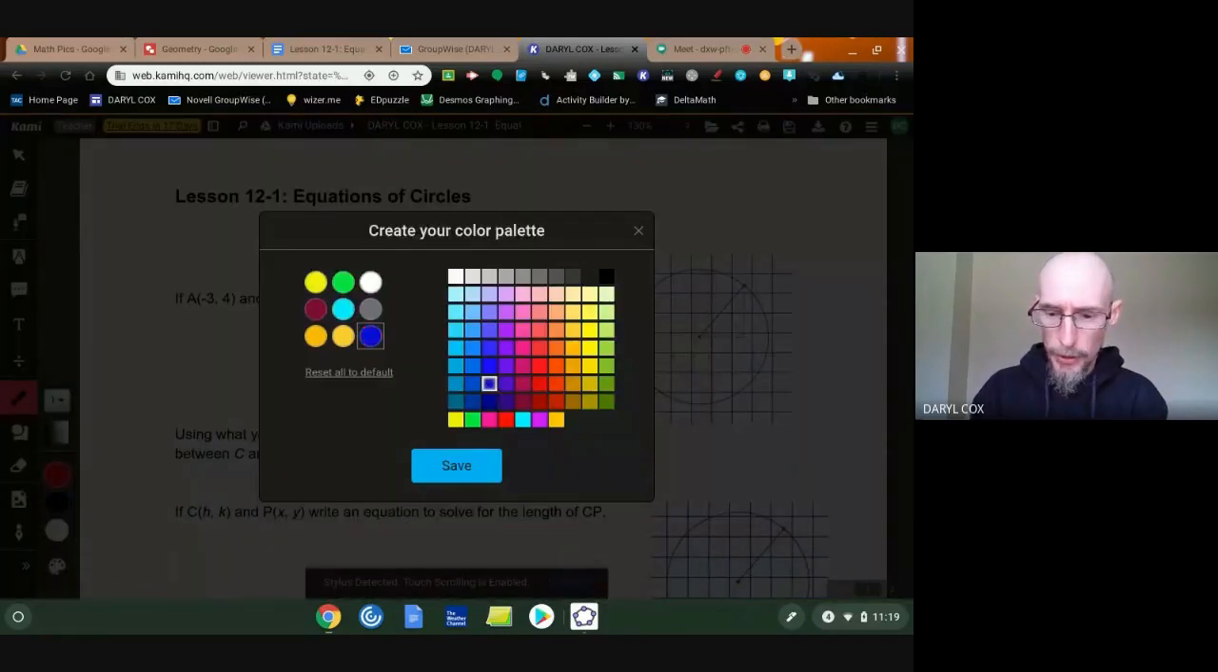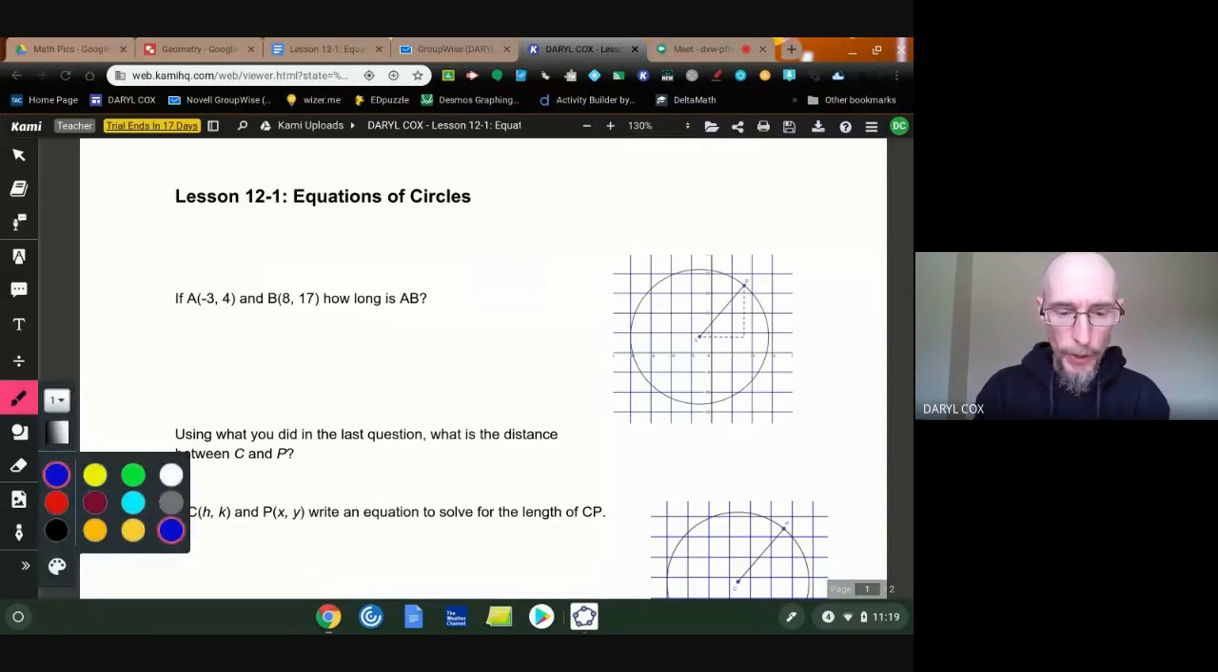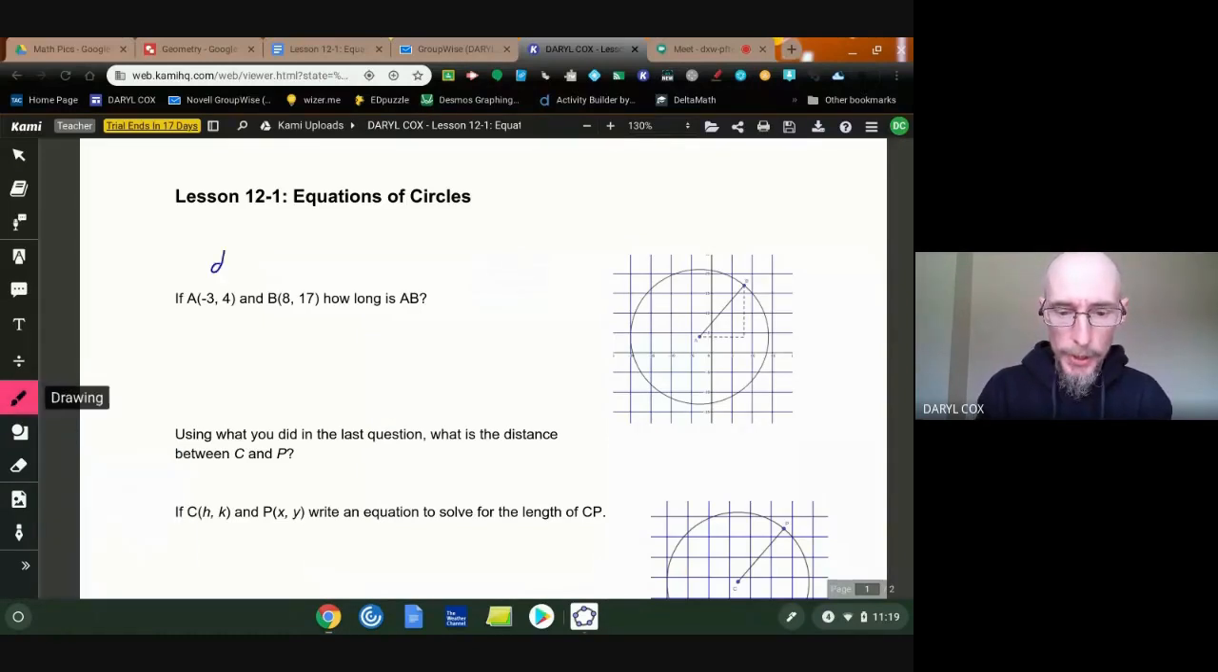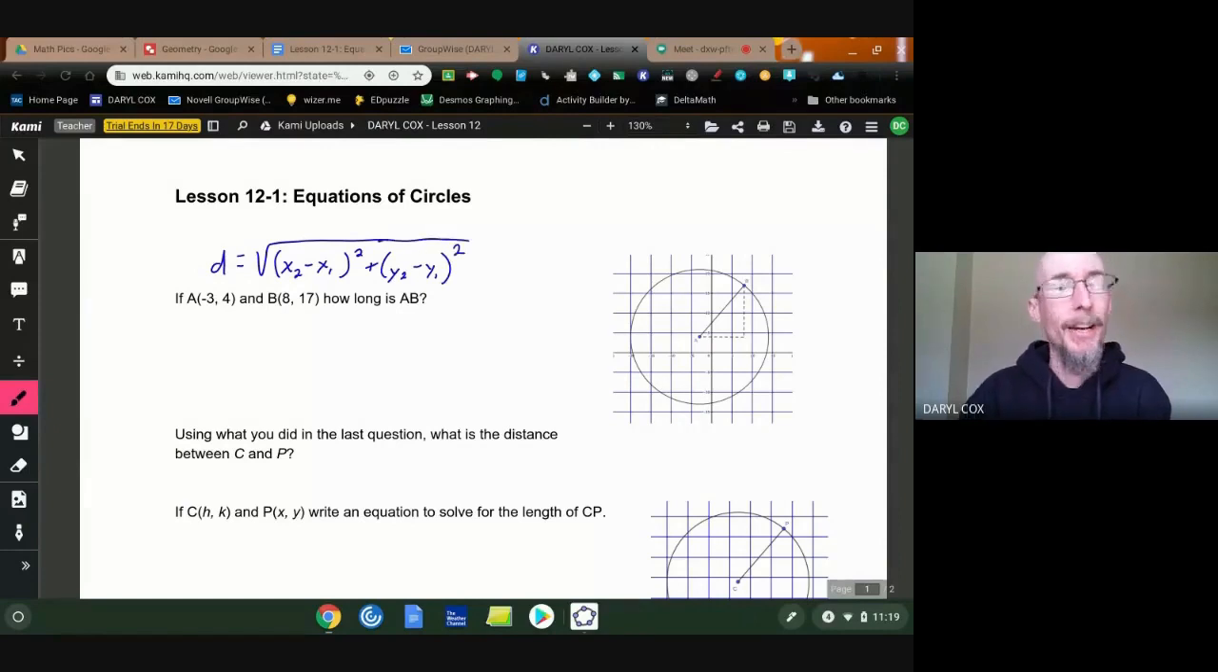Let me get a better color here. There we go. So our distance formula, remember that was the distance equals the square root of x2 minus x1 squared and y2 minus y1 squared. And we said it was basically a fancy form of Pythagorean theorem. So if we want to find out how long segment AB is, that's this segment here, then what I want to do is actually use these points for my x1, y1, x2, y2. So I'm going to set up my distance formula and substitute those in.